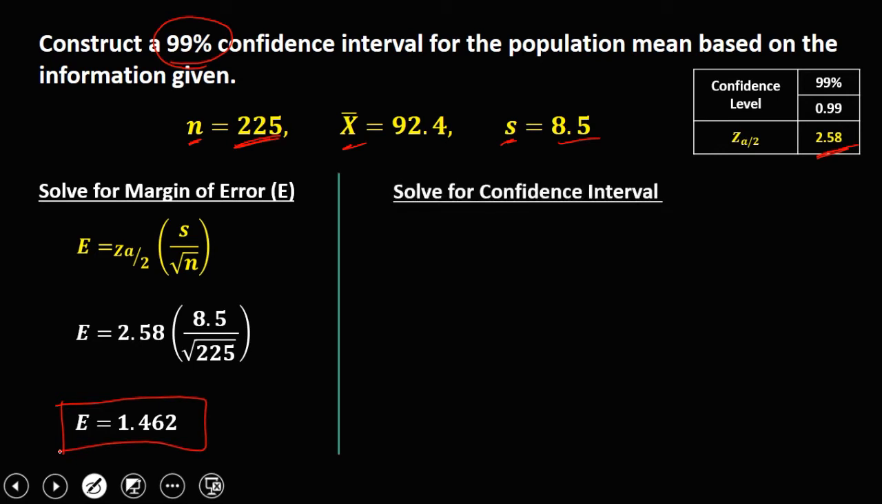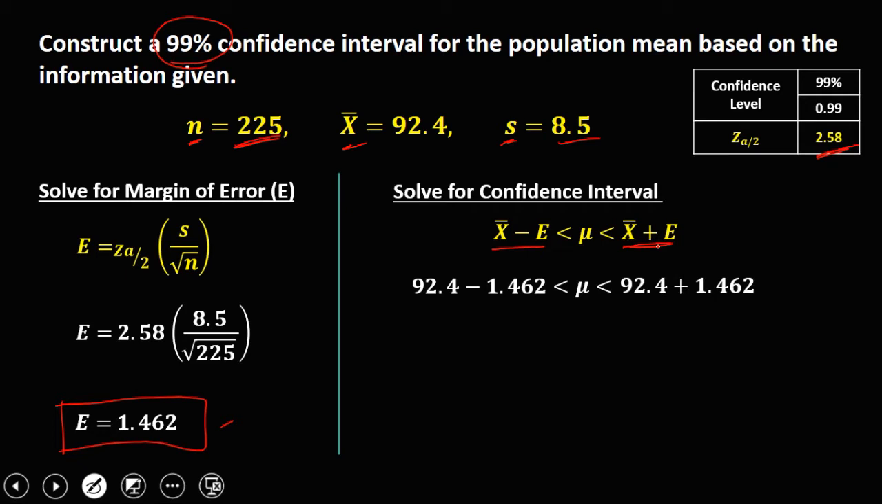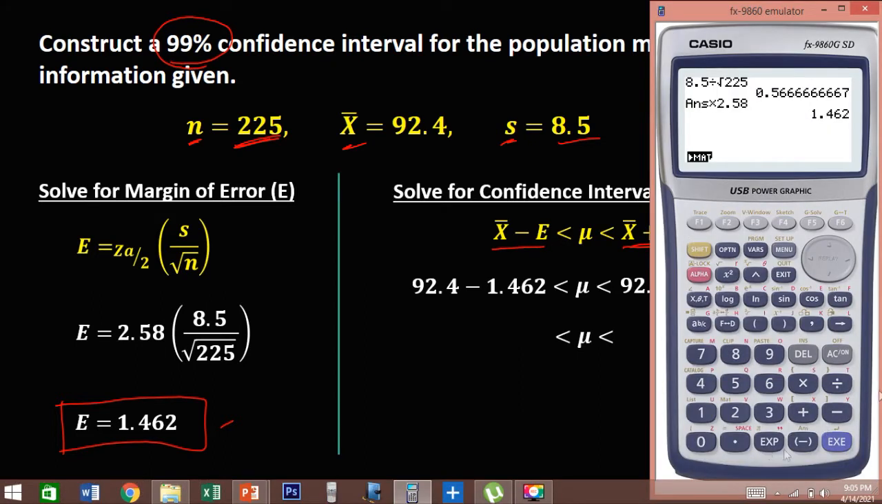Then to solve for the confidence interval using this formula, for the lower boundary, that's the sample mean minus the margin of error. We have 92.4 minus 1.462. Then for the upper boundary, that's the sample mean plus the margin of error. So 92.4 plus 1.462. So simplify.